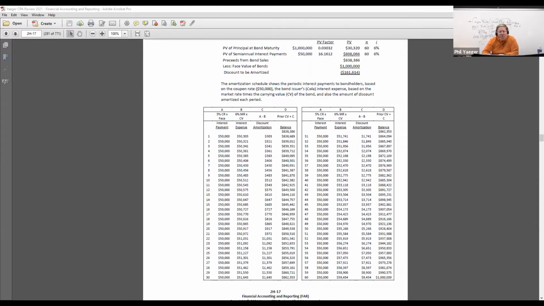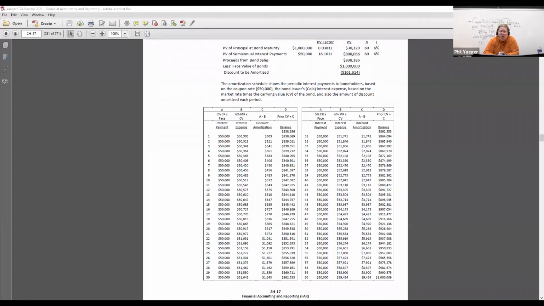But we start off with the carrying value of the bonds. Now, in order to get each column, there's a different procedure. In order to get the interest payment, we're going to take what rate here? The coupon or stated rate, which is 5%, times what amount? 1 million. The payment of the interest is the same every period. You see that? Yes.